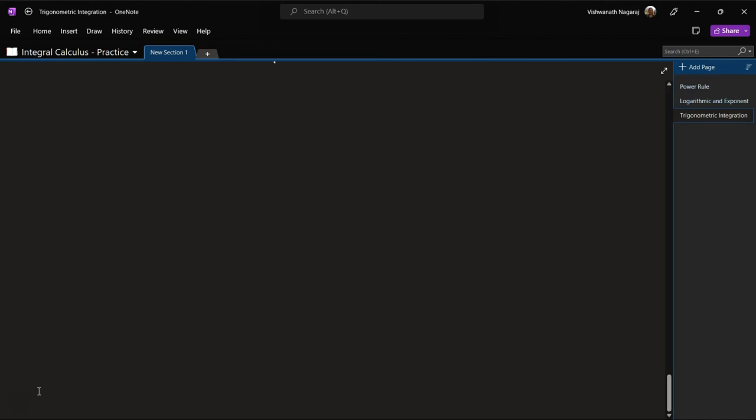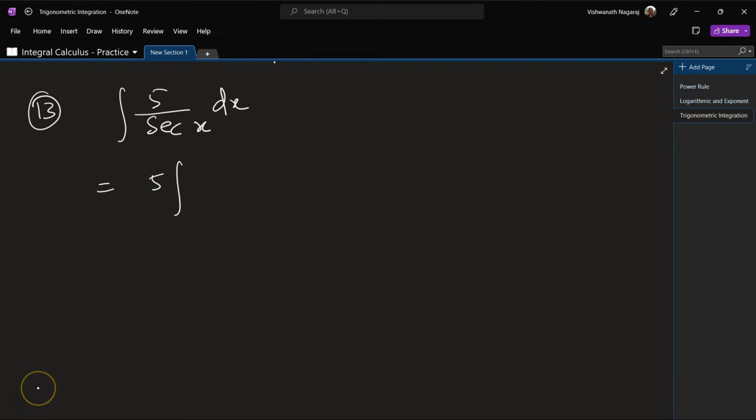Okay, 13th one, integral of 5 by sec x dx. 1 by sec x is nothing but cos x dx. And cos x is the derivative of sin x. So 5 sin x plus c is the integral.